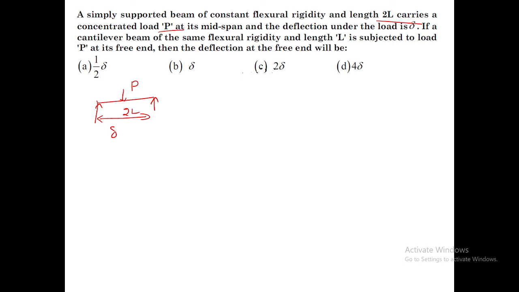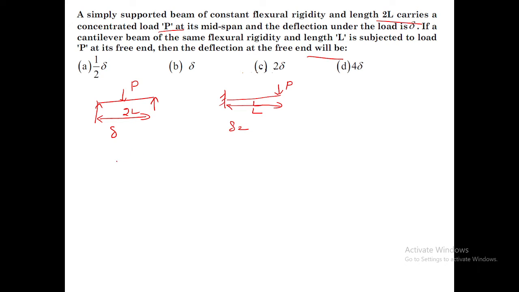If a cantilever beam of the same flexural rigidity and length L is subjected to load P at its free end, then the deflection at the free end will be delta 2.